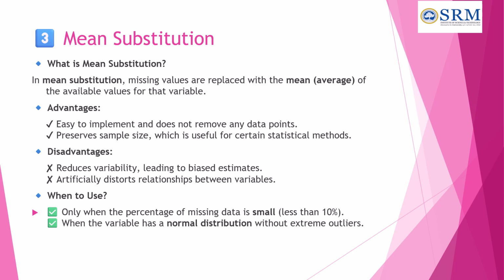However, using the mean to fill in missing data can reduce the natural variation in the data and may give biased results because it makes different data points look more similar than they really are. It can also affect how variables relate to each other. Mean substitution is best used only when there are few missing values and the data is fairly normally distributed without extreme outliers.